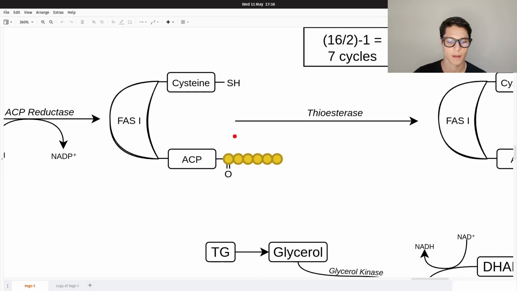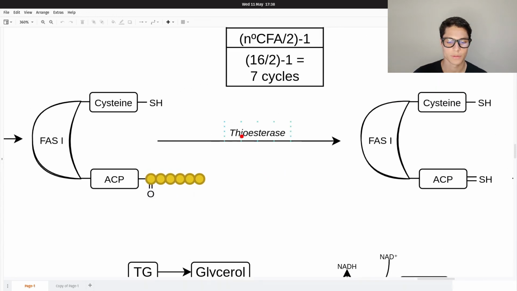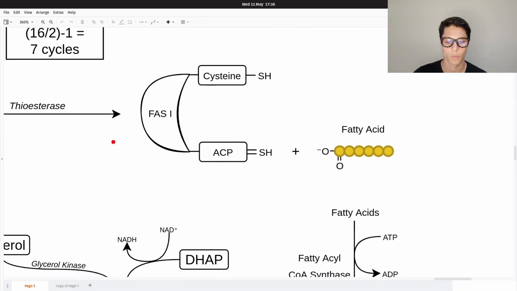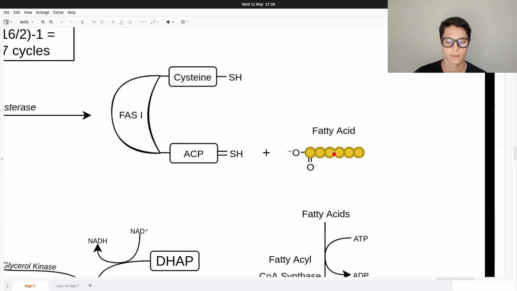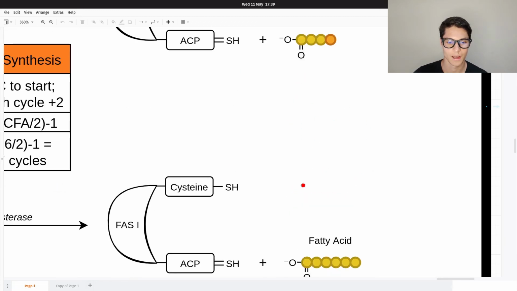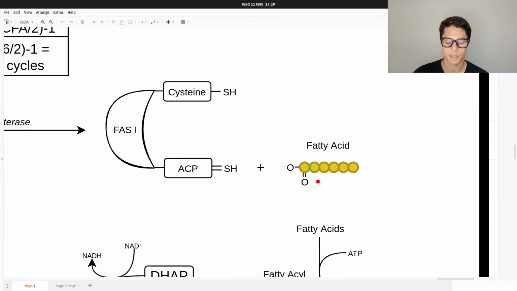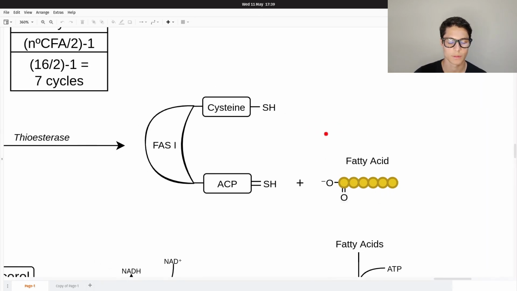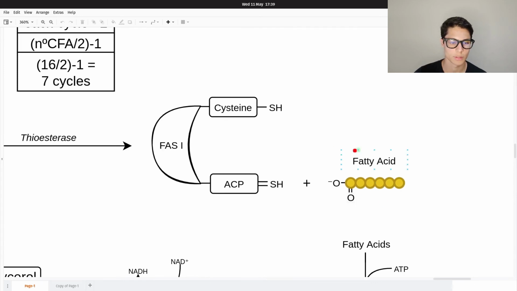And here we have a 6-carbon molecule. And then if we use the thioesterase, we simply free that fatty acid. And this cycle can repeat several times until we want. I mean, this can go even through 16, 18, 20, 22, however many carbons you want.